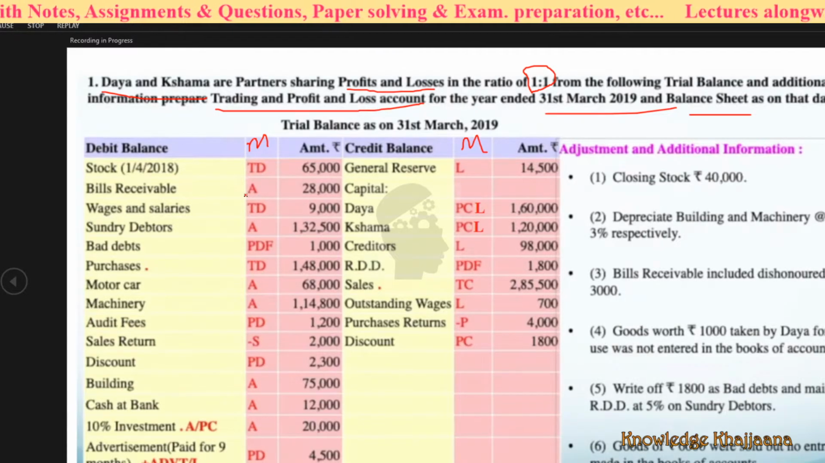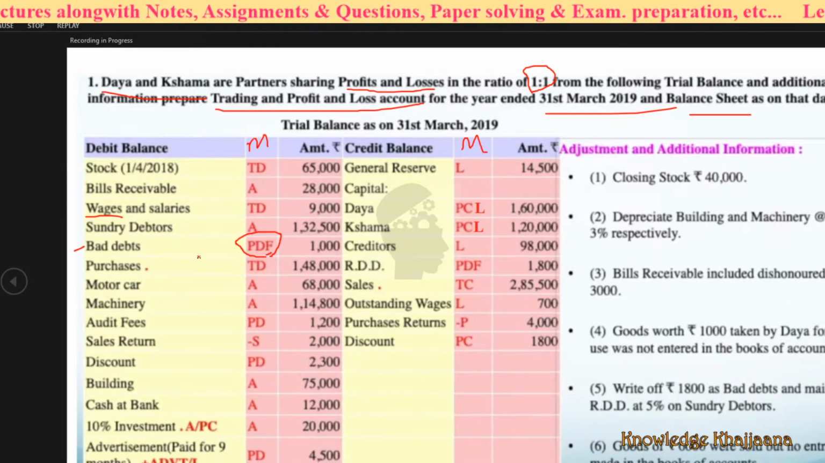Bills receivable, asset. Wages and salaries, trading account debit side. See why? In wages and salaries the first word is wages, so obviously it will go to the trading account debit side. I had already taught you. Sundry debtors, asset, right? Bad debts, see, for solving the problems all related to bad debts and all, you have to follow the formula. Okay, the formula which I just taught you. So for the bad debts you have to write it as per formula.